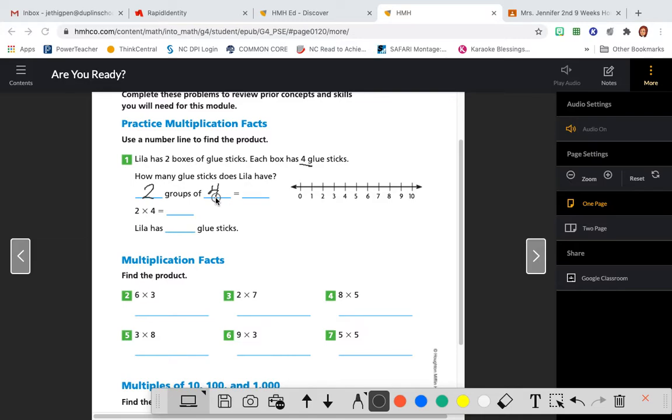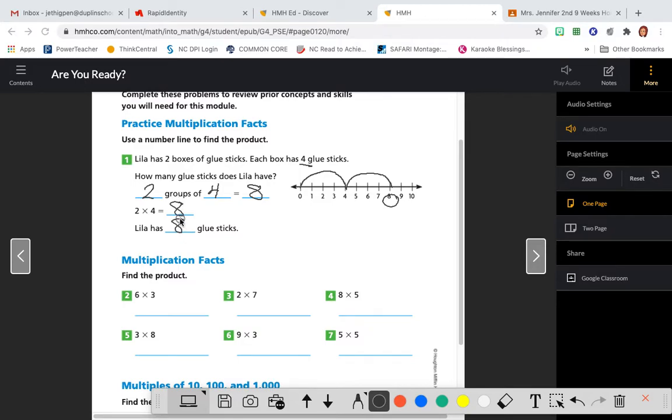So 2 groups of 4 equals, and we're going to use the number line to find the product. So we know that in each box there are 4 glue sticks. So that would be 1 jump. And then we're going to make another jump of 4. And what did we land on? We landed on 8. So our product is 8. So 2 times 4 equals 8. She had 8 glue sticks.